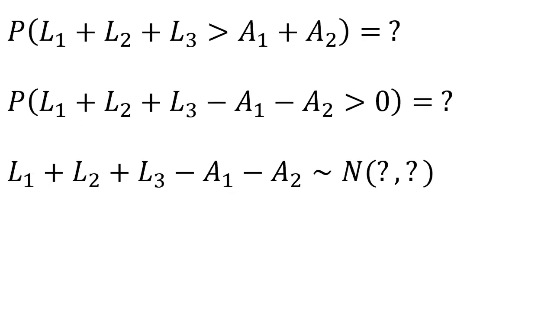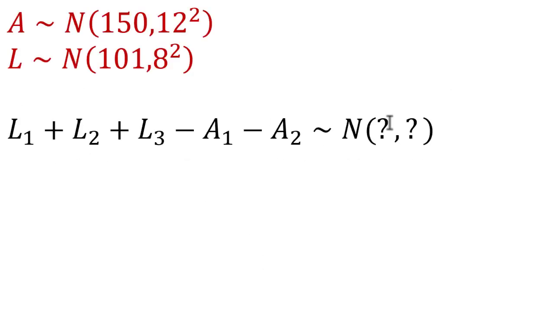Well, first of all, what do you expect the average to be? Well, 3 lemons, that's 450. Take away 3 lemons is 303. Take away 2 apples, that's 300. I would expect this variable to have an average of 3.